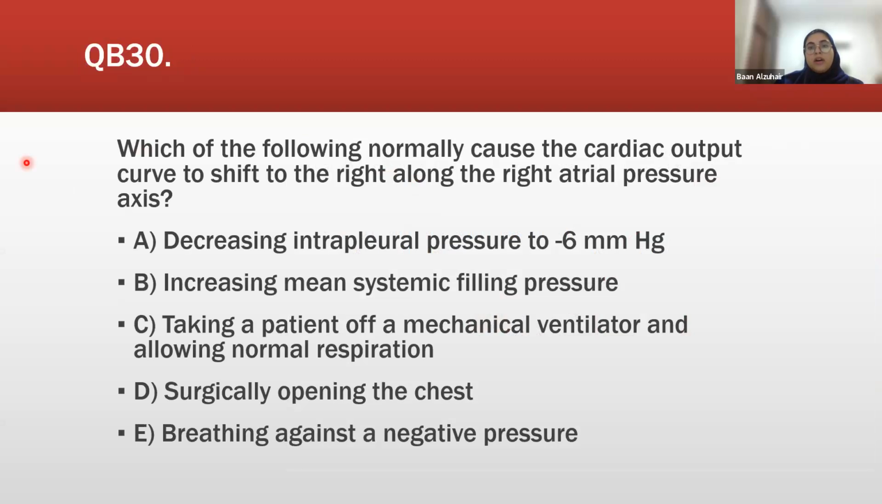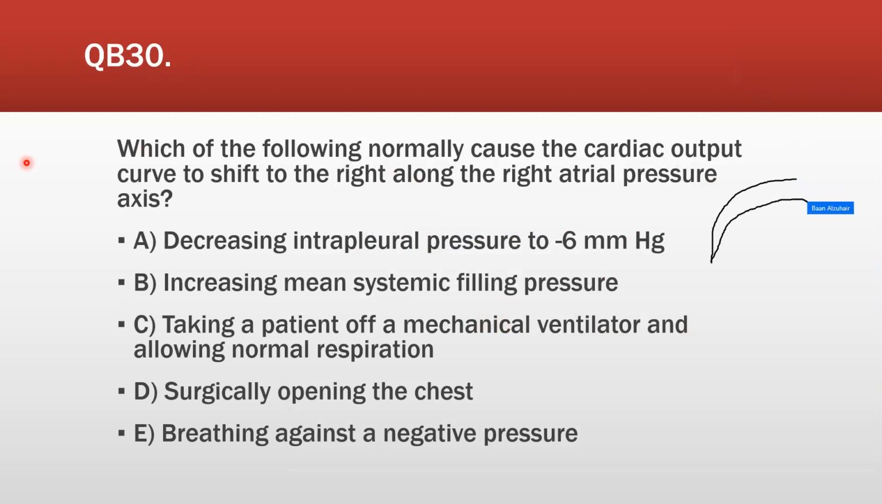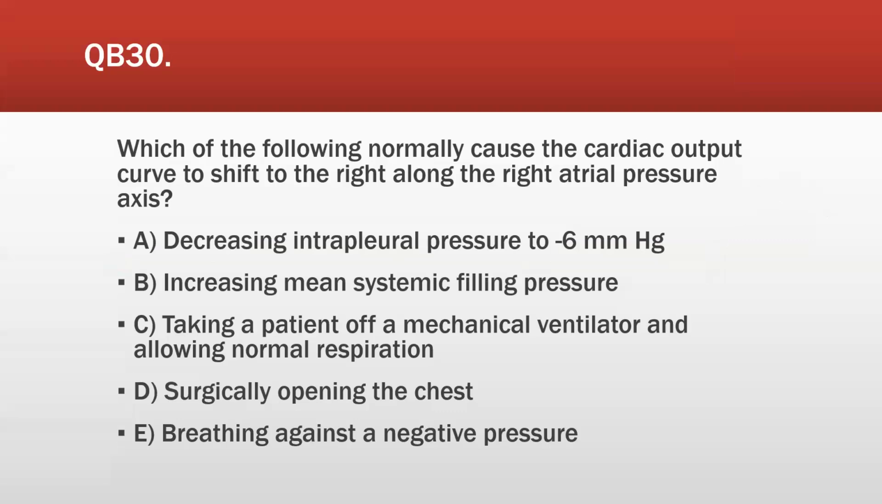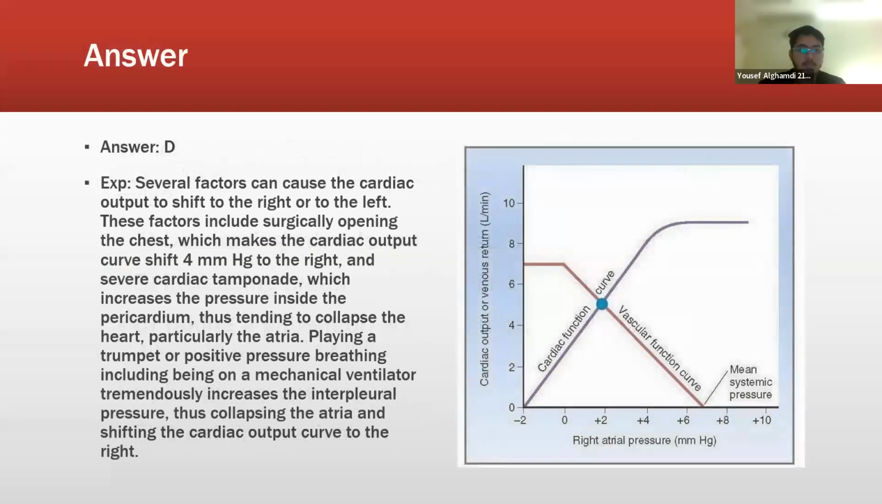Which of the following would normally cause the cardiac output curve to shift to the right along with right atrial pressure? Shift to the right. Remember what we just explained? This is the curve. We'll shift to the right. Is it D? Yes, it is D. Remember what I just explained? I said surgically opening the chest will decrease cardiac output and decrease contractility. Does everyone understand this? Yes. Okay, good.